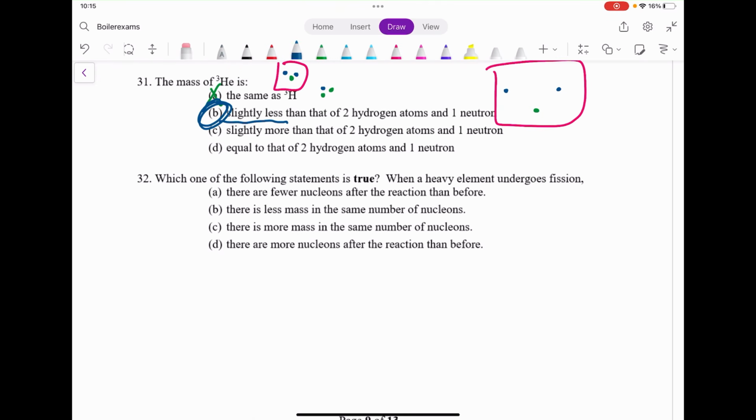32. Which of the following statements are true when a heavy element undergoes fission? A. There are fewer nucleons after the reaction than before. That's definitely not true. All nuclear reactions still have to be balanced. B. There is less mass in the same number of nucleons. If you watched the explanation of the previous problem, I was going on about that. But yes, this is absolutely true.